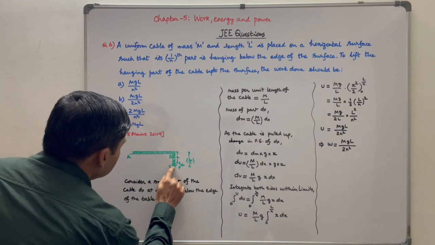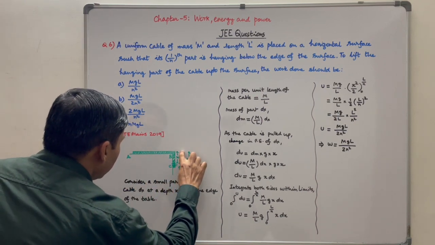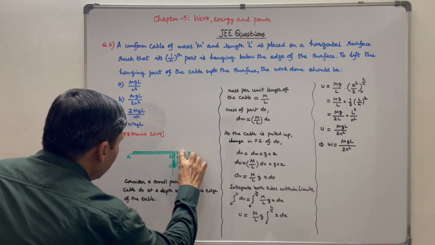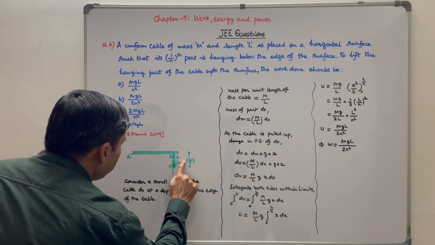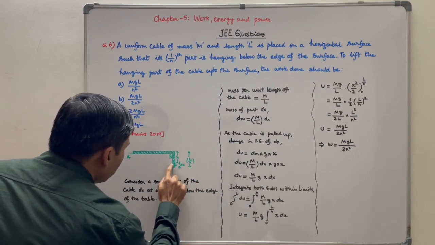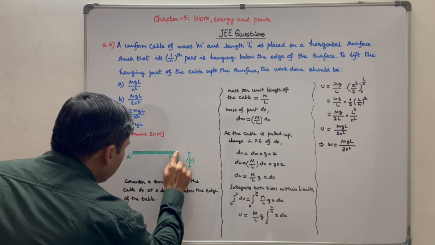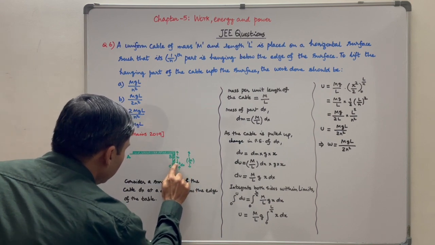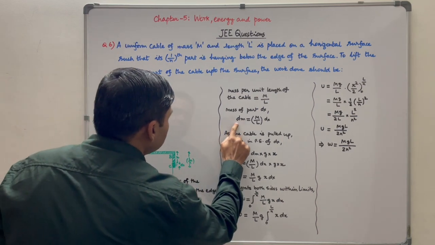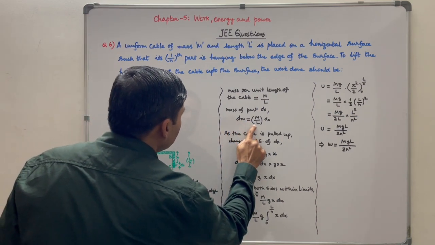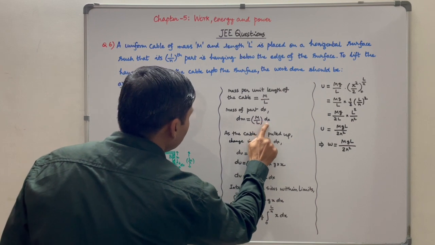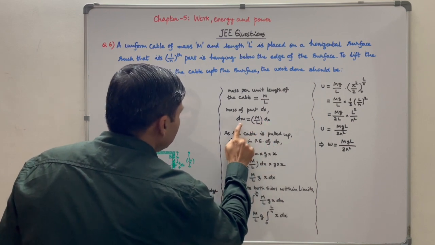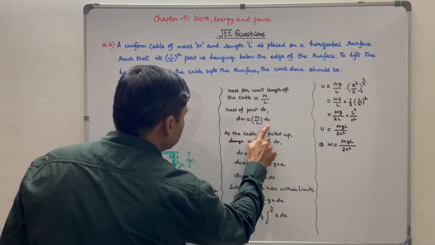Length of the cable is L and the part which is hanging is 1 by nth of L, and that is L by n. Consider a small part of the cable dx which is at a distance x from the edge of the table. Mass of this small part is given by dm is equal to mass per unit length of the cable into length of this small part. So dm is equal to m by L dx.